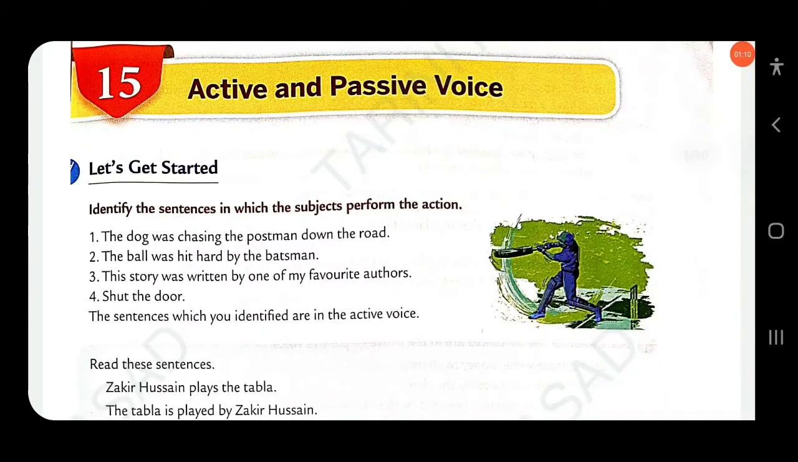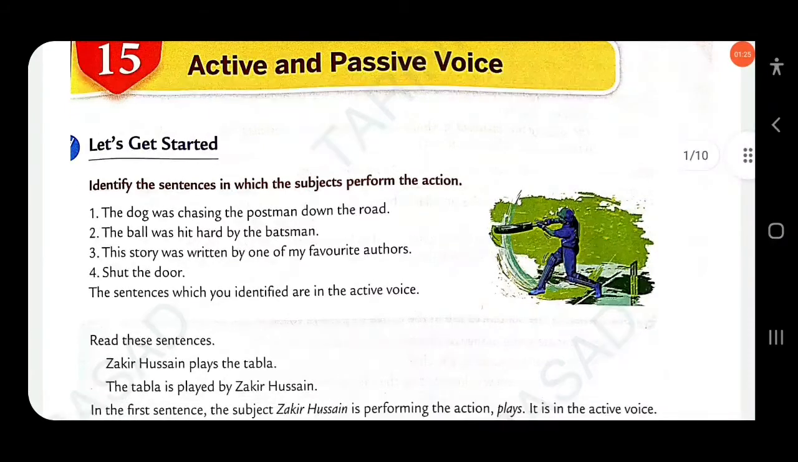To identify the sentences in which the subjects perform the action: active voice and passive voice. If the subject performs the action, this will be called active voice. If the subject receives the action, that will be called passive voice. First sentence: The dog was chasing the postman down the road. Here the subject performs the action. Who is the subject? The subject is dog. What was it doing? The dog was chasing. That means the action was done by the subject.